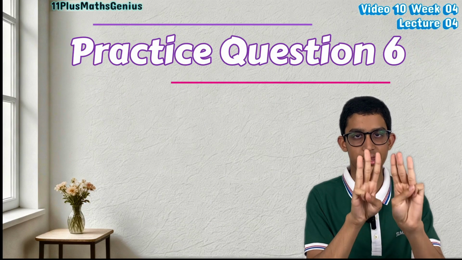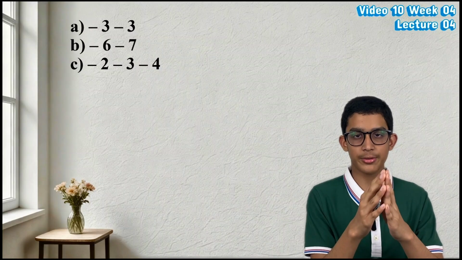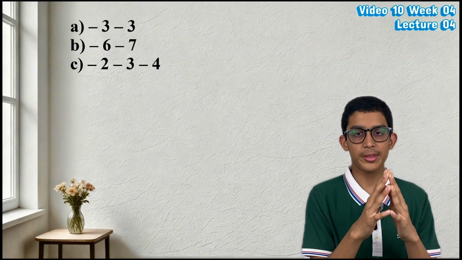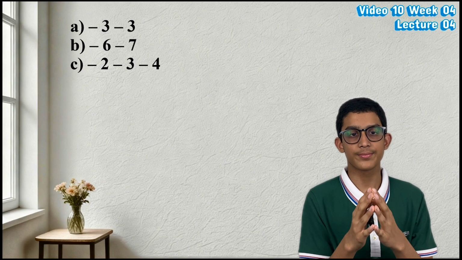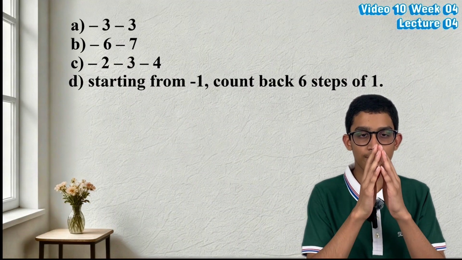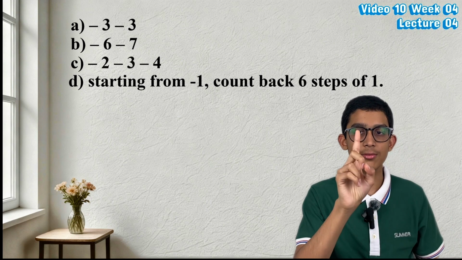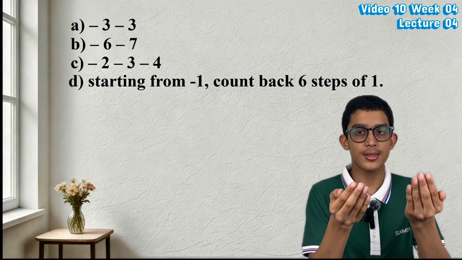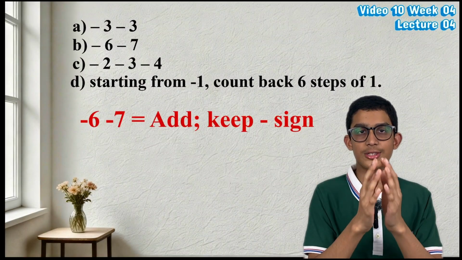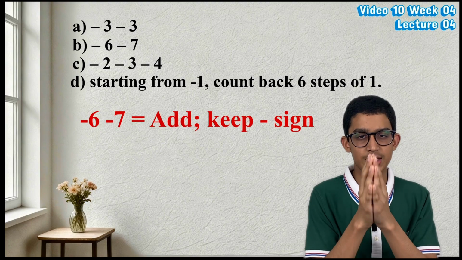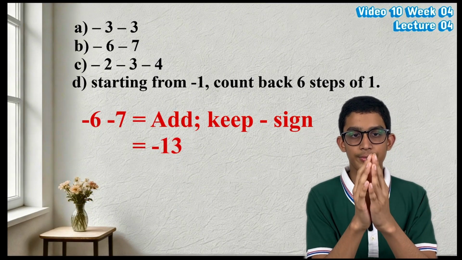Practice question 6. Work out A. -3 minus 3. B. -6 minus 7. C. -2 minus 3 minus 4. D. Starting from -1. Count back 6 steps of 1. Let's try B. So we add 6 and 7, which is 13. Then place a negative sign before it. So the result is -13.